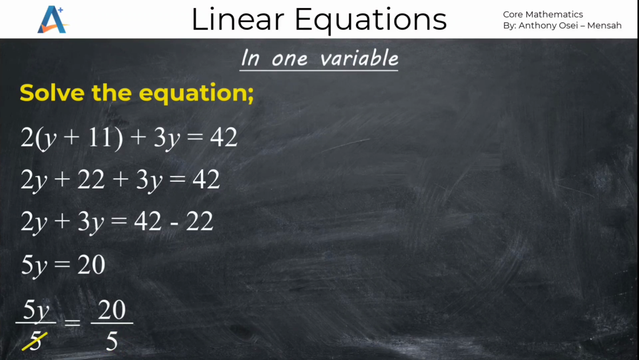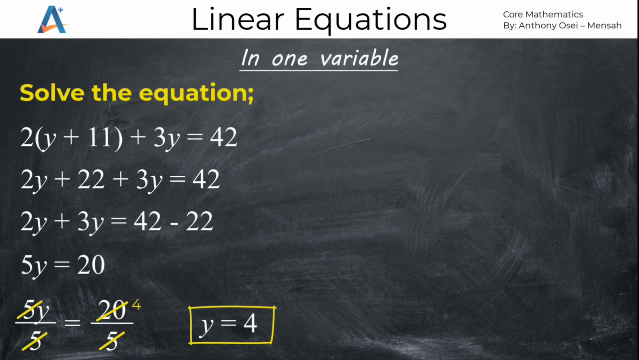Now we cancel here and we cancel it. 5 goes into itself 1, 5 goes here 1, remaining with y. Then coming to the right hand side, 20 divided by 5 is 4. So we end up getting y as 4. So the value of y from this equation is 4, and that is our final answer.